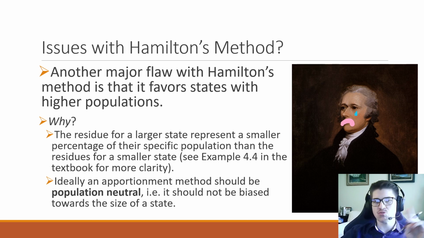But they differ quite strongly from Hamilton's method, because the method of surplus distribution for the apportionment was population biased, and we prefer our methods of apportionment to be population neutral. And some of the methods we're going to be getting into are not completely immune from bias either, and we'll get into that as we go.